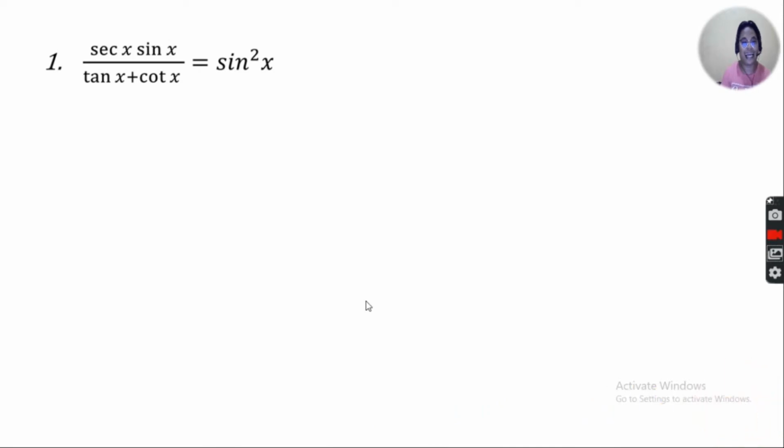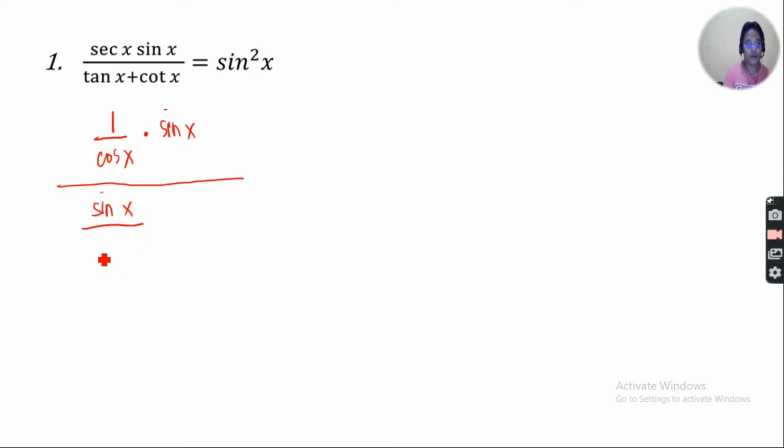So, we have secant x sine x all over tangent x plus cotangent x is equal to sine squared x. So, we have secant x is equal to 1 over cosine x times sine x all over tangent x, which is equal to sine x over cosine x, and cotangent x is equal to cosine x over sine x. Since tangent x and cotangent x are reciprocal identity po.